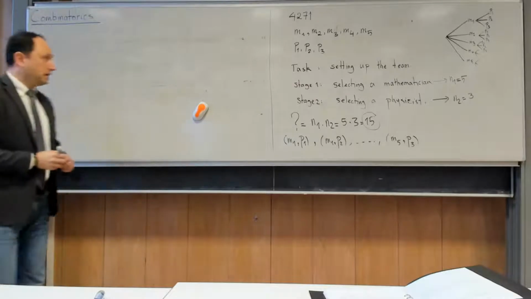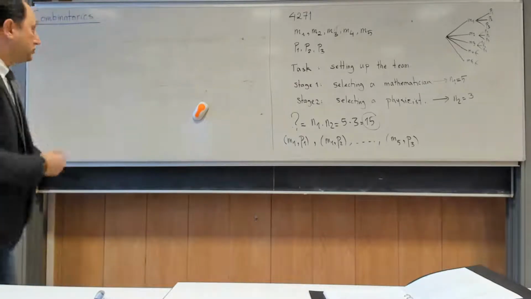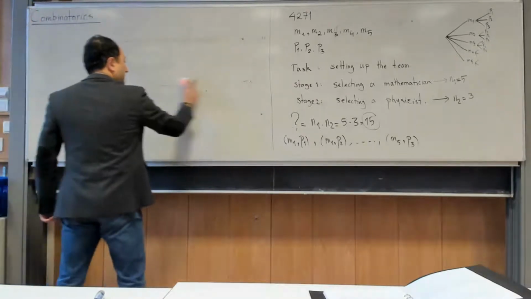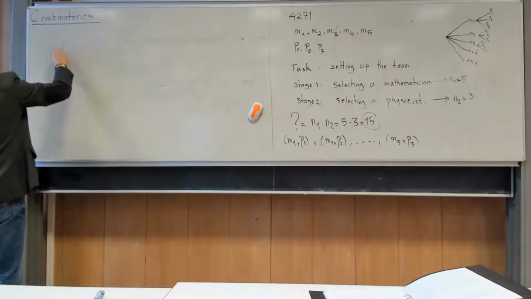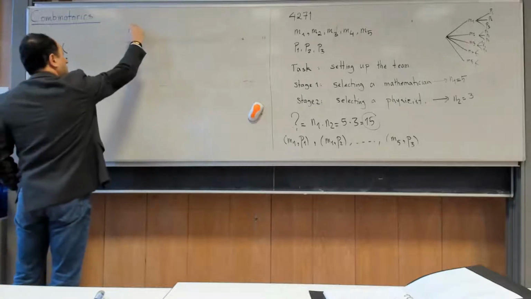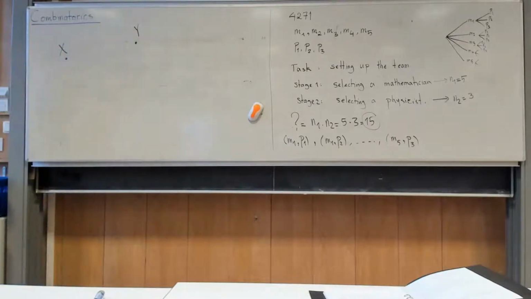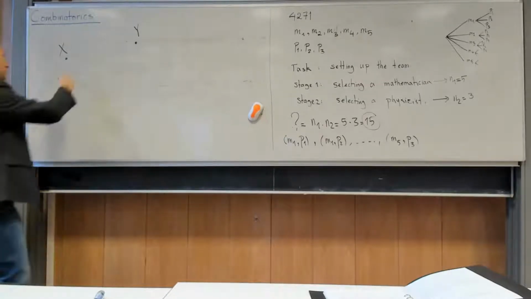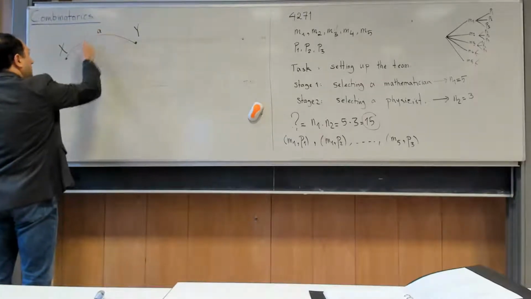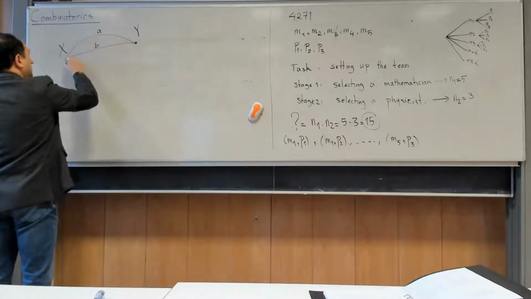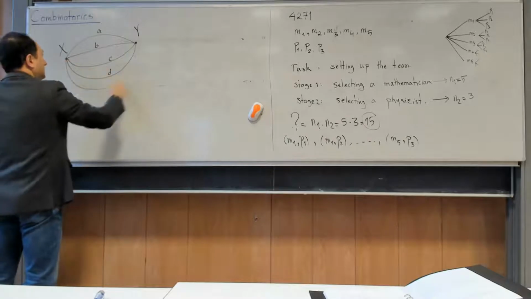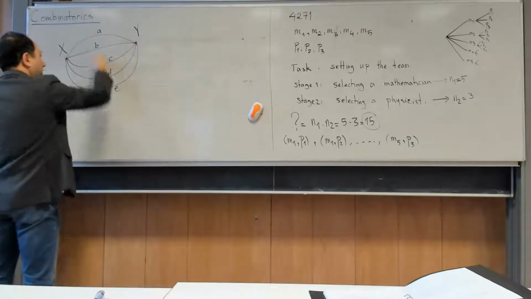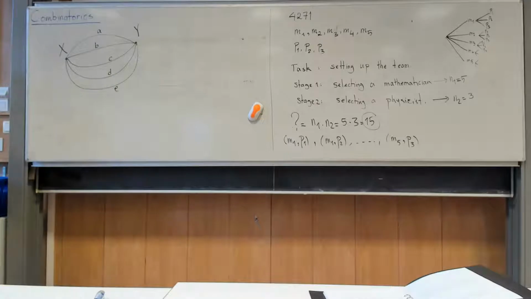Okay, so now let me give you another example. Assume that you have two cities. Call one city X, and another city Y. And then assume that there are 5 roads connecting these two cities. One road I call road A, and then B, C, D, and E. So 5 roads are connecting them.